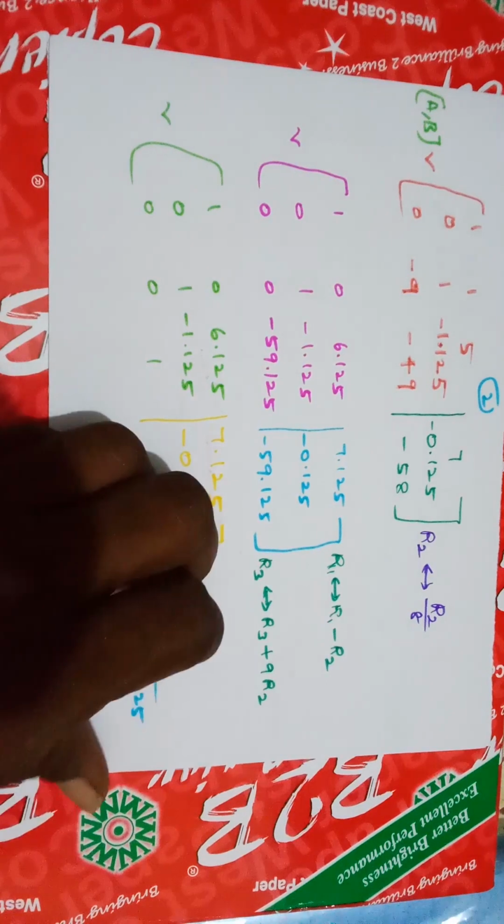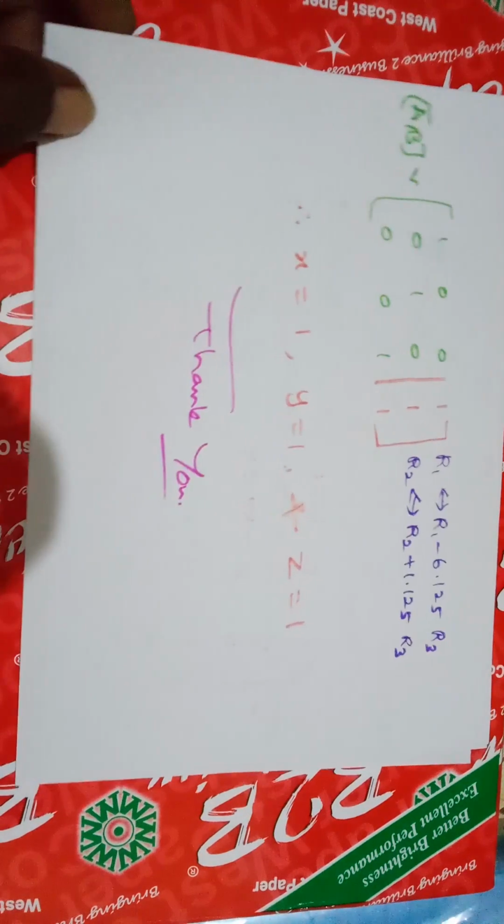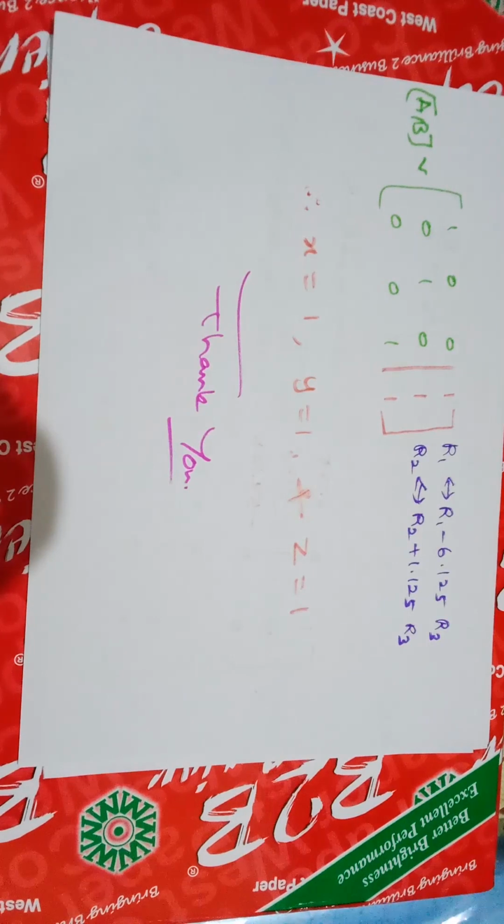Okay, now the next one, the augmented matrix: 1 0 0, 0 1 0, 0 0 1. It means, yeah, unit matrix, isn't it? And then go to the last one, right side, 1 1 1. So how can we get it? R1 becomes R1 minus 6.125 R3 and then R2 plus 1.125 R3, isn't it? These are the suitable operations. Then only we get the first, second and third.